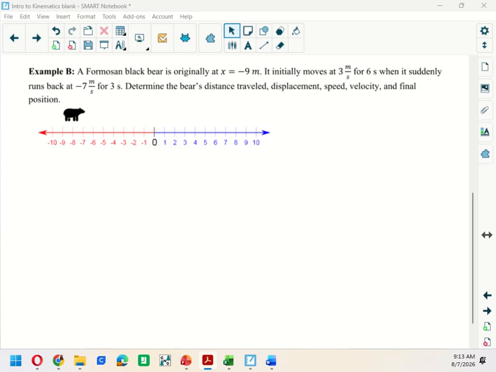Now, odd numbers. What are odd numbers? Someone give me an example of odd numbers.